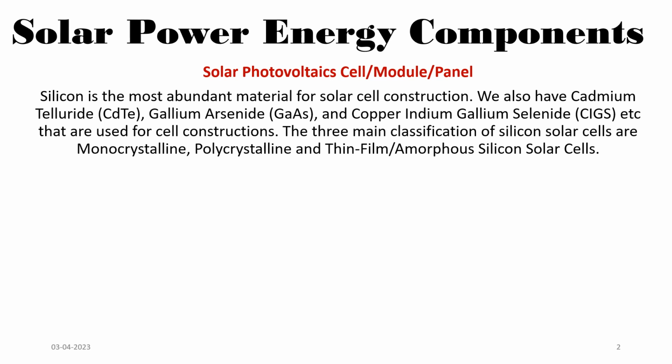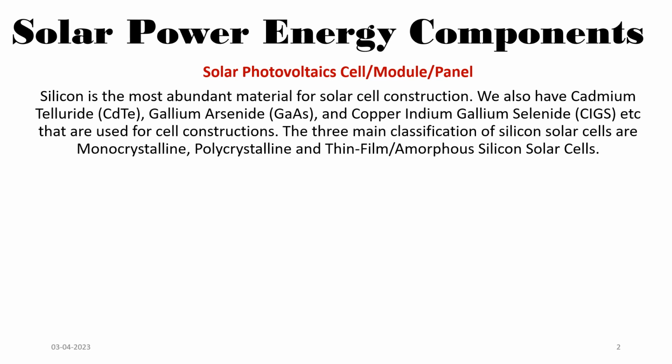I won't say new type. We have the PERC solar cell, that is the passivated emitter and rear cell. We have the bifacial solar cells that have solar energy cells on both the front and the back, so you can generate energy from both the front and the back of the solar panel.